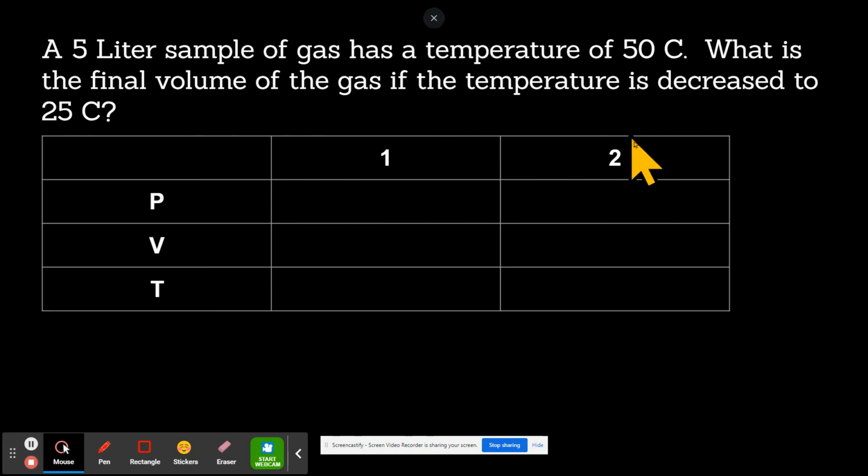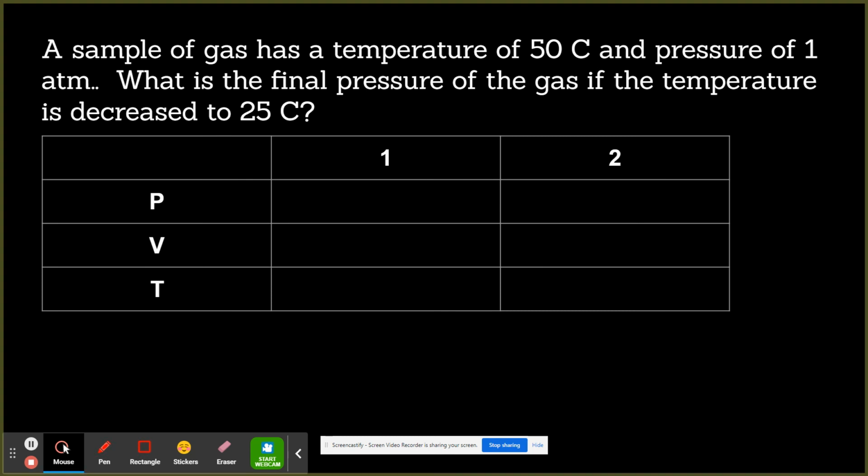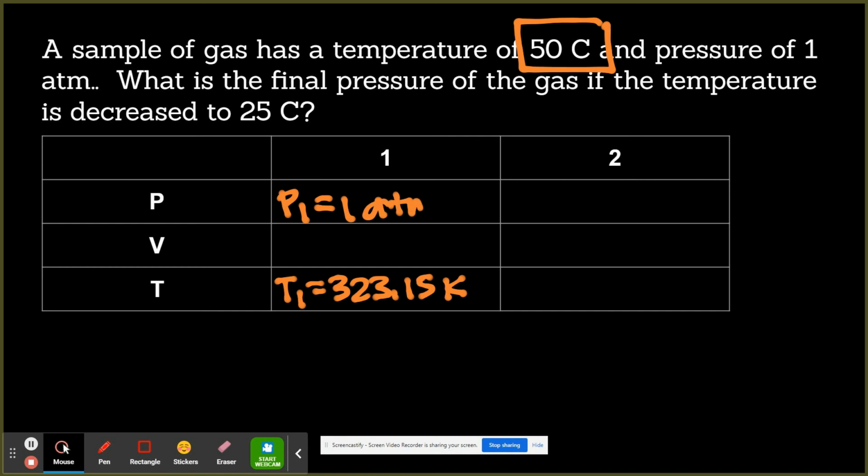Okay, let's do one more. Read this problem right here, and let's do this really quickly. A sample of gas has a temperature of 50. Again, you have to convert that to K, and that's going to be our T1, plus 273, which is 323.15. And a pressure of 1 atm. So P1 is equal to 1 atm. What is the final pressure? So P2 is missing.